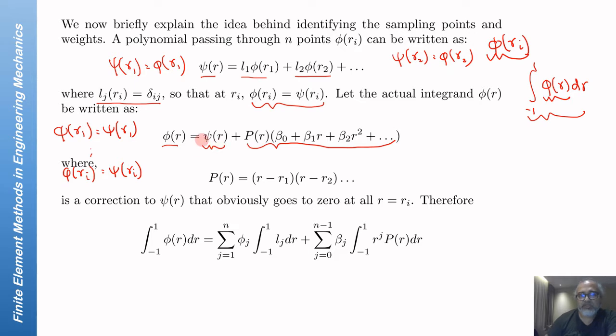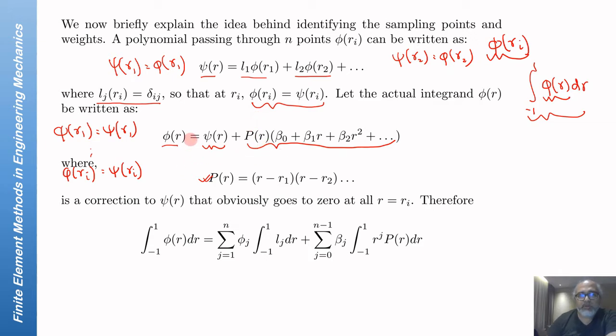r are the same. So this function pr therefore has to be such that at r1, r2, etc., this correction term goes to 0. So pr makes them go to 0. So pr can have a form like this, where pr is equal to r minus r1, r minus r2, etc., where at each of these r's pr goes to 0. Therefore the correction term vanishes at those r's.